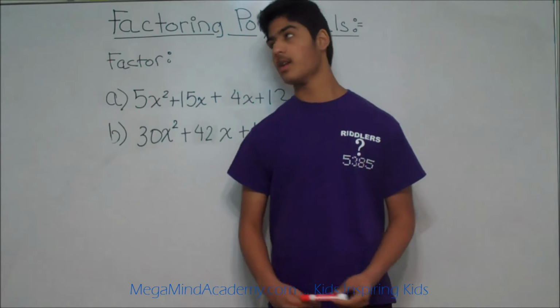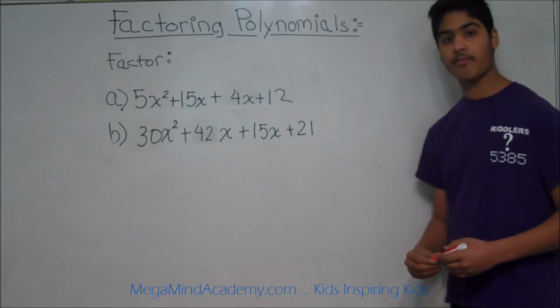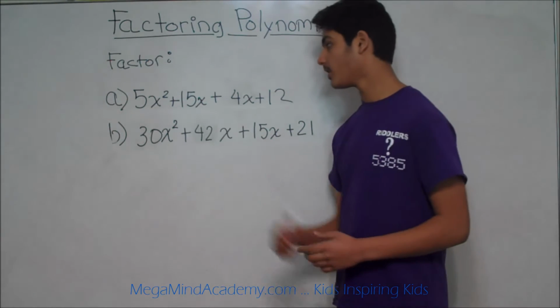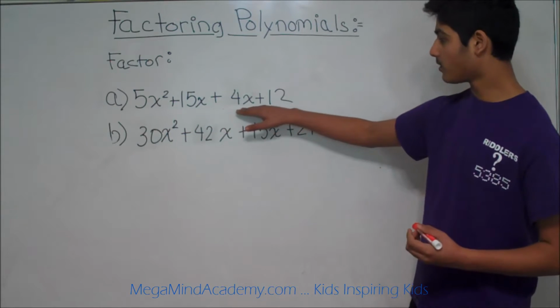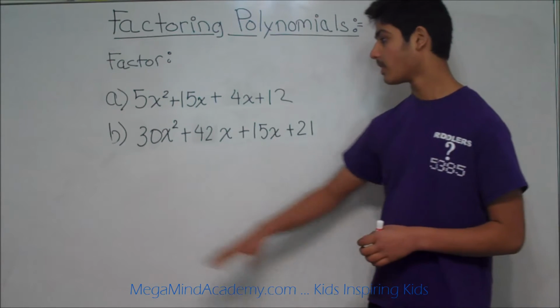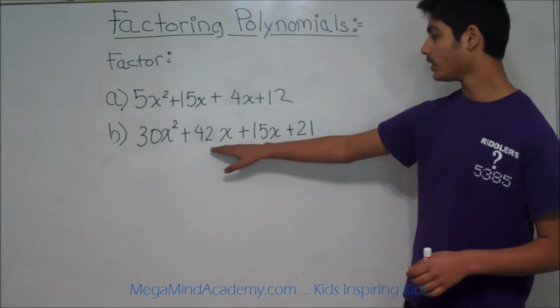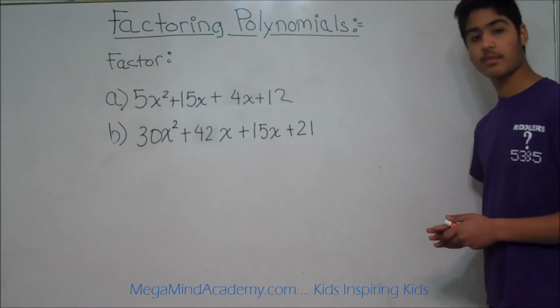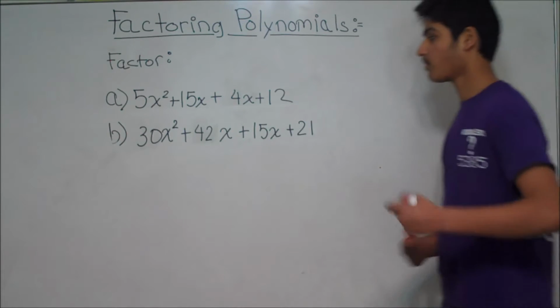Today we're going to learn about factoring polynomials. Let's say we have a problem like this. Factor a, 5x squared plus 15x plus 4x plus 12, and b, 30x squared plus 42x plus 15x plus 21. So let's first start with problem A.